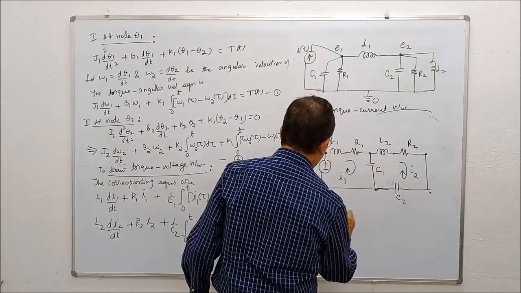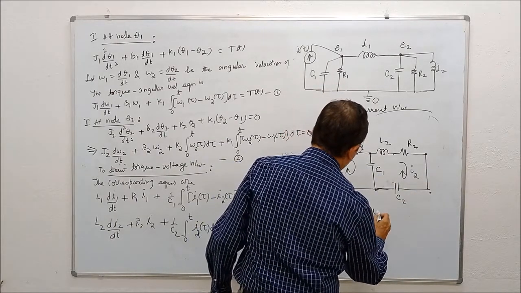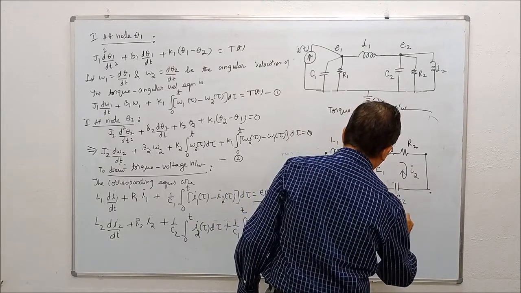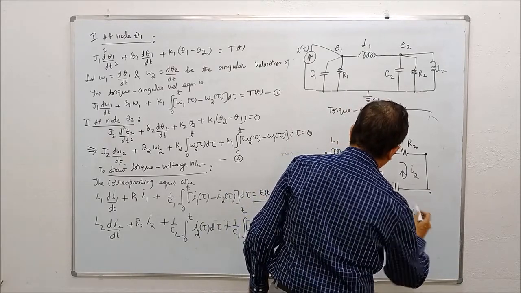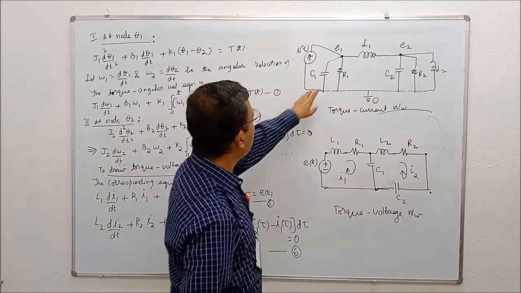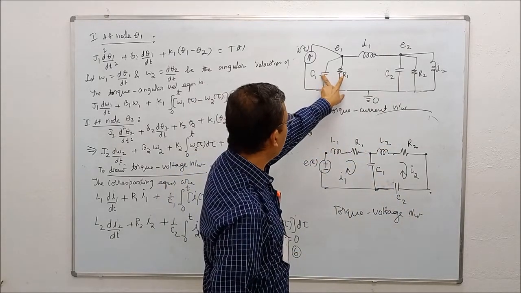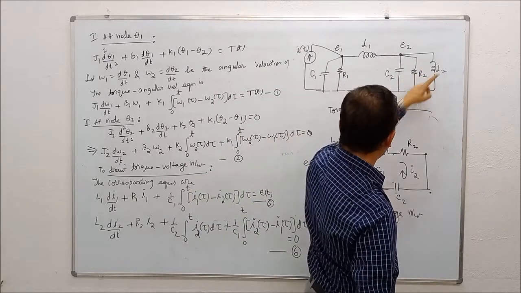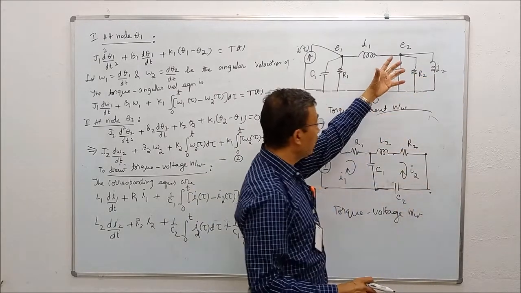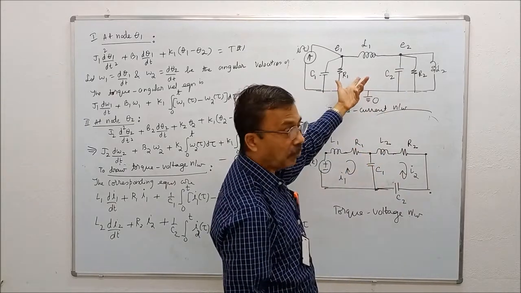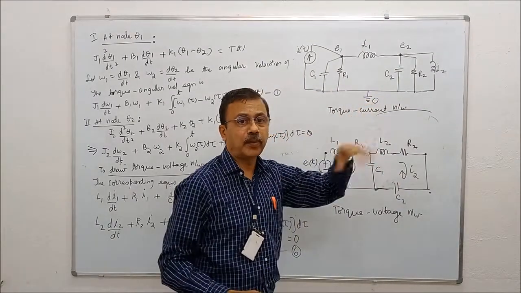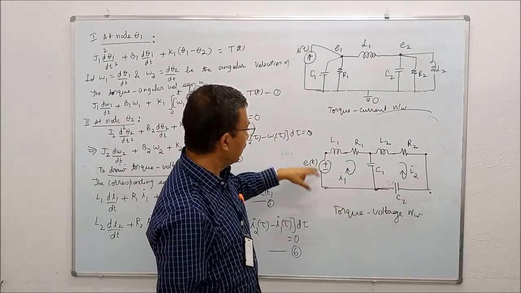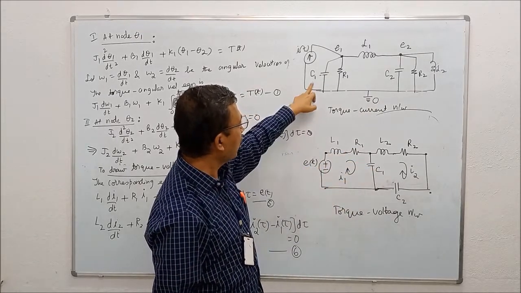This is the torque voltage network. You see here, these two elements were in parallel, now they are in series. These three elements were in parallel, now they are in series. So parallel elements become series elements, and series elements become parallel elements. This is called the concept of duality, which I hope you have not learned. So this is the torque voltage network and this is the torque current network. Thank you.